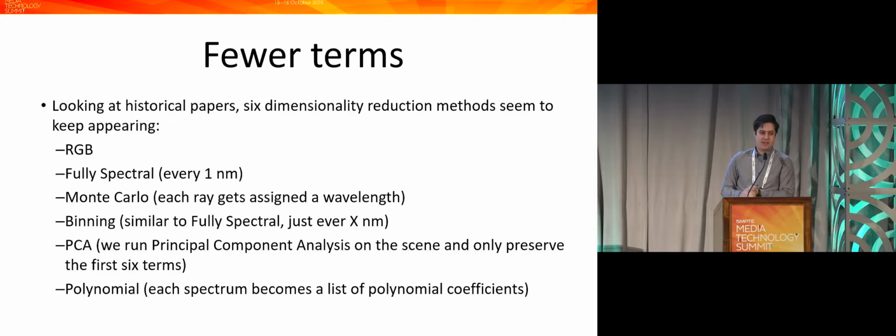Principal component analysis is a very complicated method that basically looks at all of the spectrums we have in the scene, and it tries to find the most important characteristics and only saves those. And then for the polynomial method that we tested, basically we take every spectrum and try to apply a polynomial function to it and only save some of the coefficients.